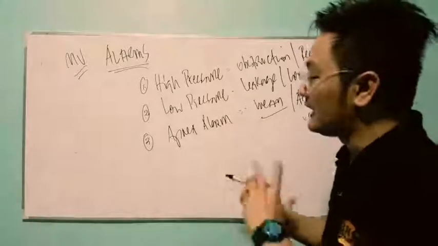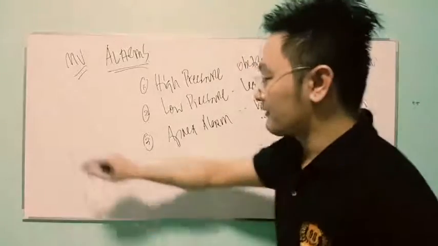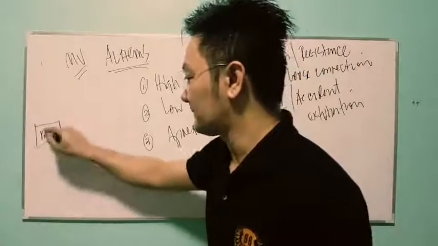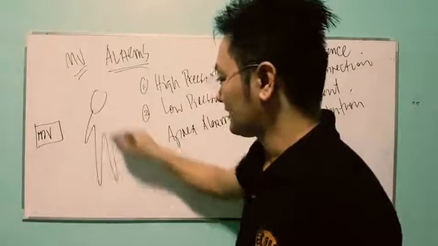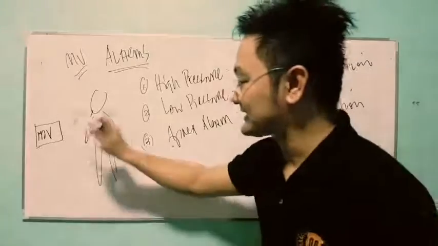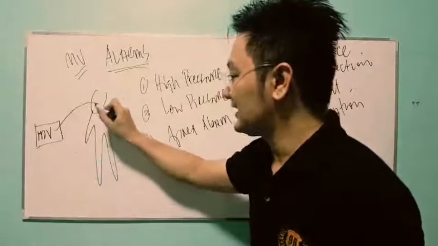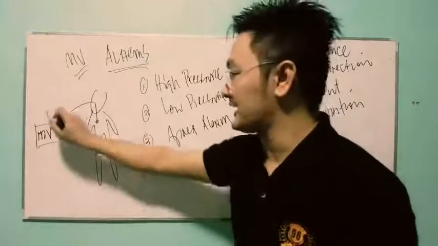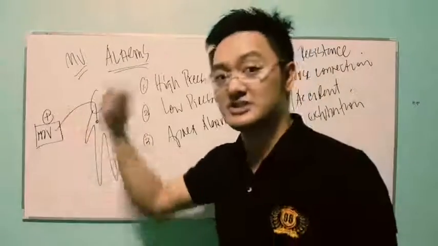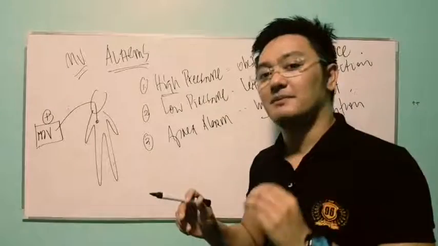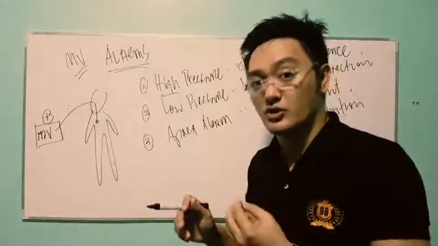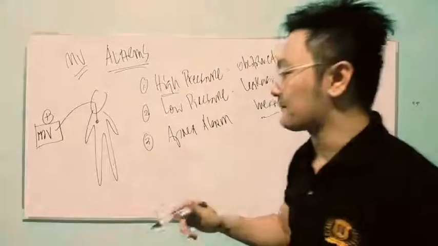Okay, let me give an example. Now let's start with your high pressure alarm. Remember I said that this is the machine, right? And this is our patient. I said that the machine delivers air to your patient. Remember, it is a positive pressure machine. Now, high pressure alarm is activated if there is obstruction or resistance. Let me give an example.